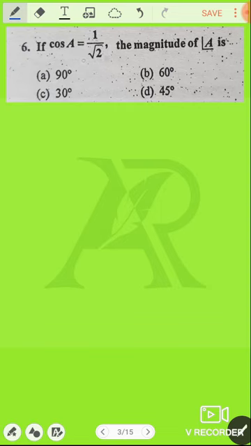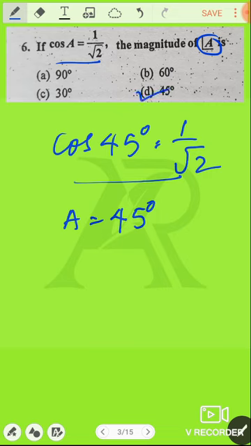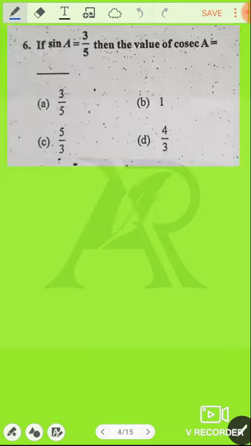If cos A equals 1 by root 2, the magnitude of angle A is? We need to find angle A. By the table, once you have memorized it, you can directly write that cos 45 degree is equal to 1 by root 2. By comparing cos A equals 1 by root 2 and cos 45 degree equals 1 by root 2, you can easily say that angle A should be equal to 45 degree. Therefore, option D is the correct answer. Let us see the next question.